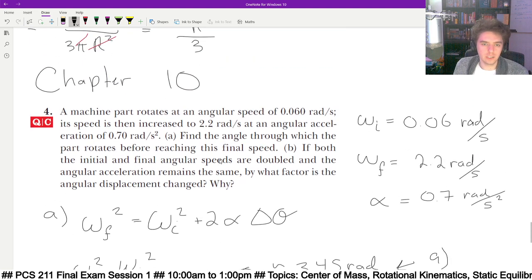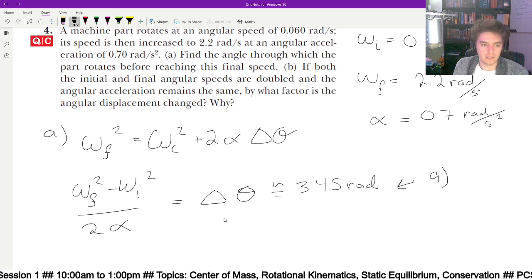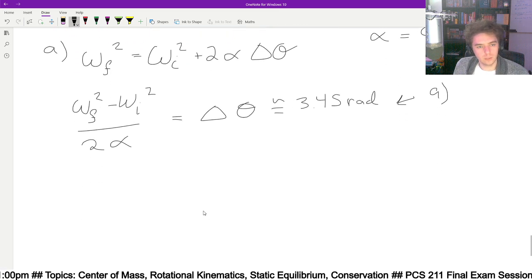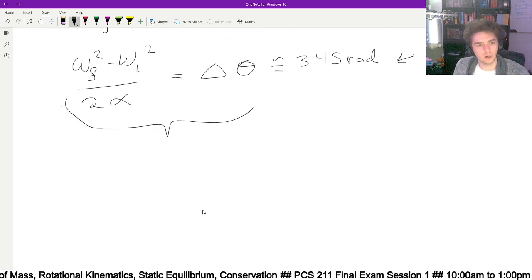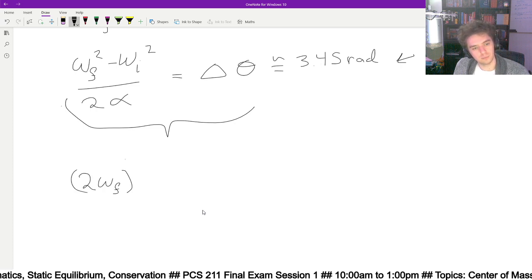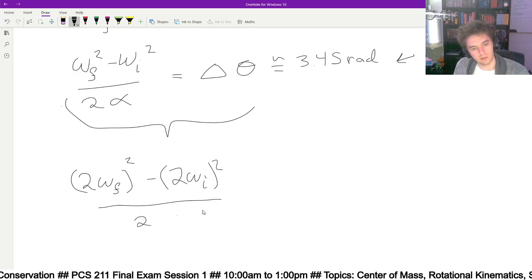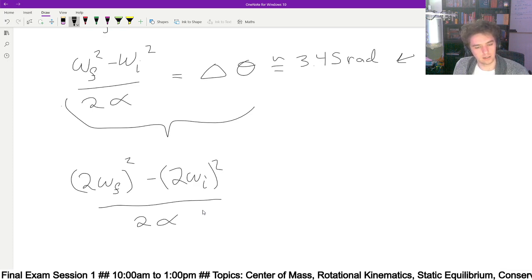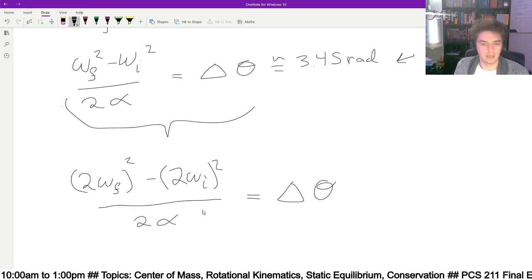Part B: if both the initial and the final angular speeds are doubled and the angular acceleration remains the same, by what factor is the angular displacement changed? Pretty much all we're saying is that I take this equation. Let's say we didn't know what omega f and omega i were, and it ended up being 2 times omega f minus 2 times omega i, squared, over 2 alpha, times delta theta.